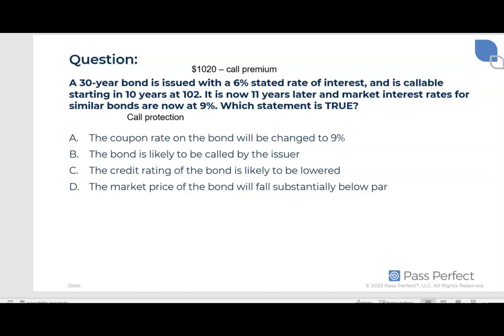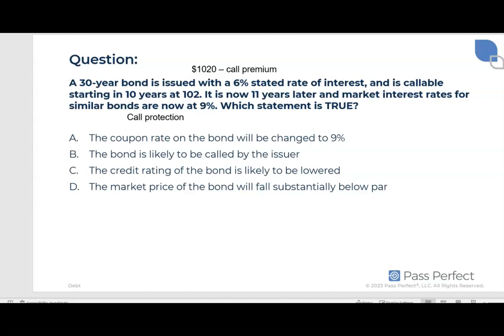Will the credit rating of the bond be lowered? Not very likely, because the credit rating is basically someone's assessment about how likely it is that this corporation will be able to pay the bonds back. So that wouldn't really affect it.